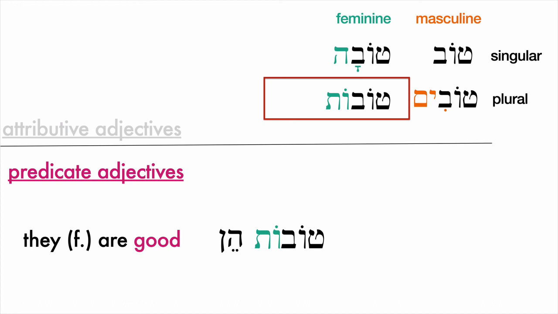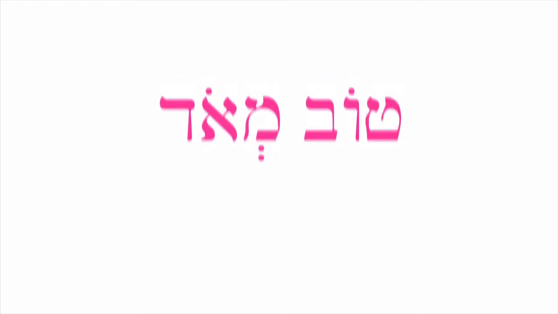So you can see now we've taken what we learned at first with the different forms adjectives can take, and we've built upon it. We're still making adjectives agree with their noun or their pronoun in whether they're singular or plural and whether they're masculine or feminine. But now we've made a distinction between attributive adjectives, which will follow their noun, and predicate adjectives, which will come before their noun and which will form a complete sentence. Tov me'od.